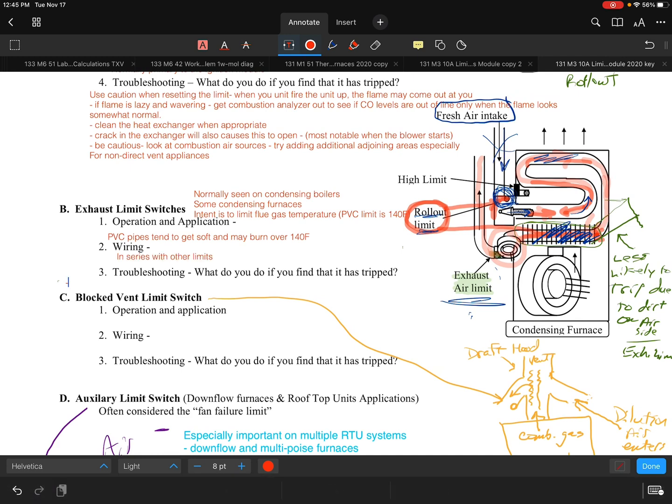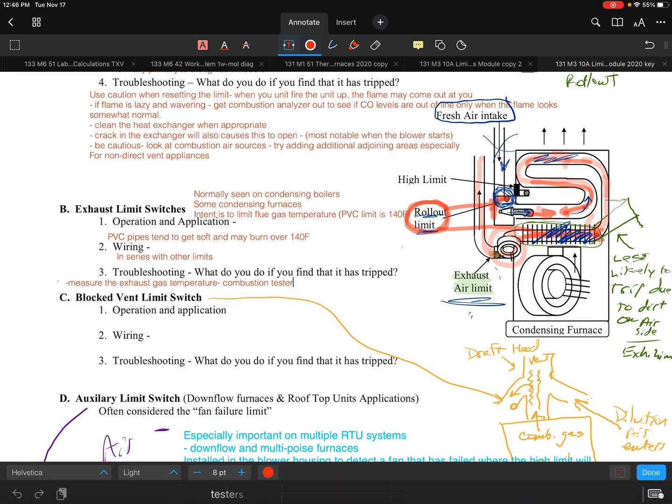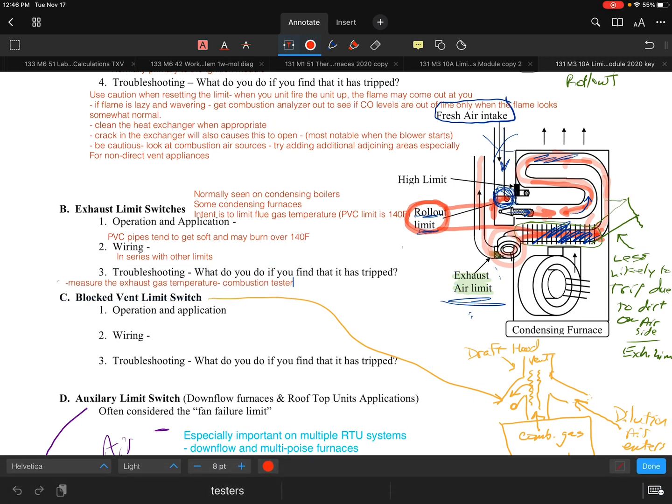So now exhaust limits. Let's talk about what you do if one of these has tripped and what things are going related to that. So the first thing I would say is to go ahead and measure that exhaust temp, exhaust gas temp. Measure that exhaust gas temperature, and obviously the fancy meter you're going to probably pull out is the combustion tester. Get the combustion analyzer out and get that thing going. Run the combustion test and find out what it is.